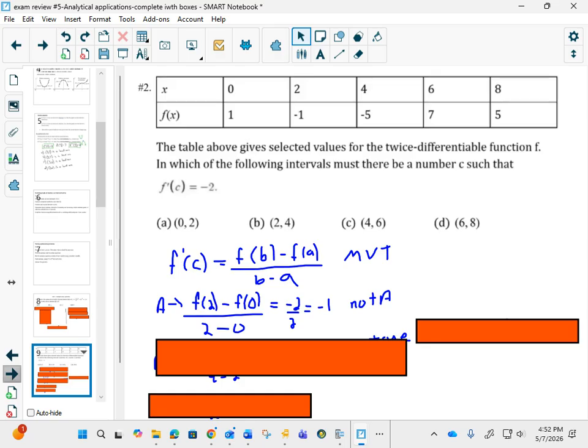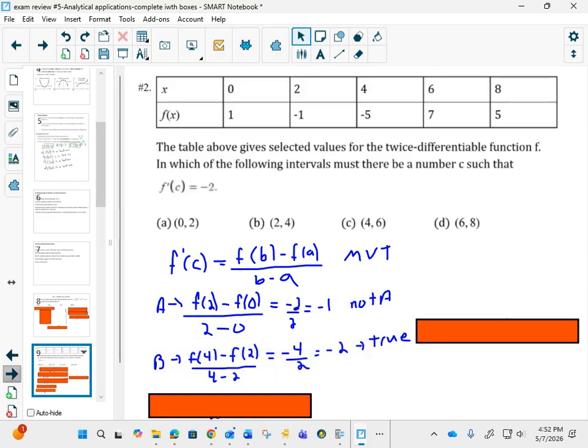And of course, if you're going to guess and check, they almost never make the first one the one that works. If you're going to guess and check, I would actually recommend starting from D and working your way backwards. You'll find the answer most likely quicker, except in this situation, because B is true.